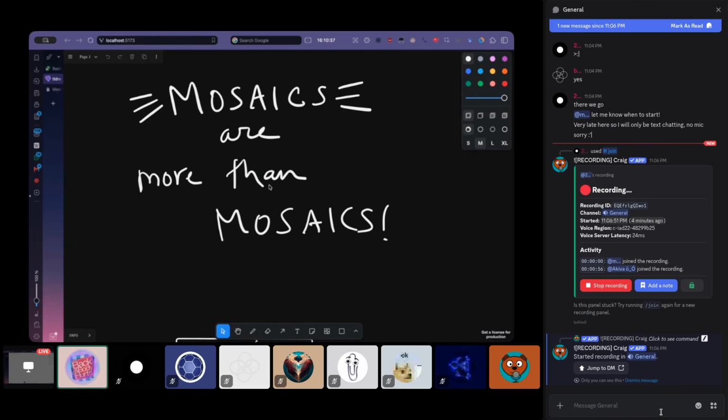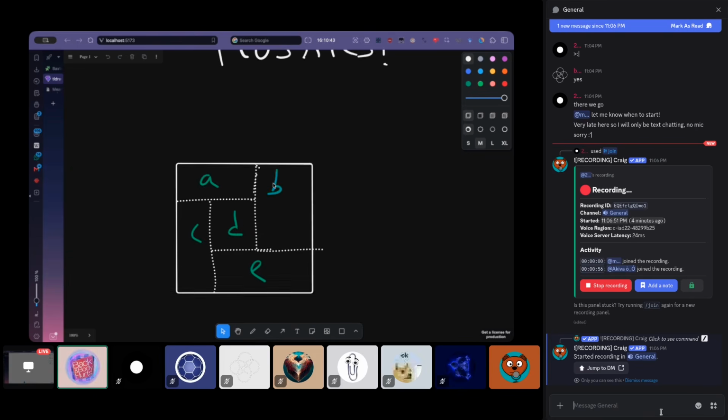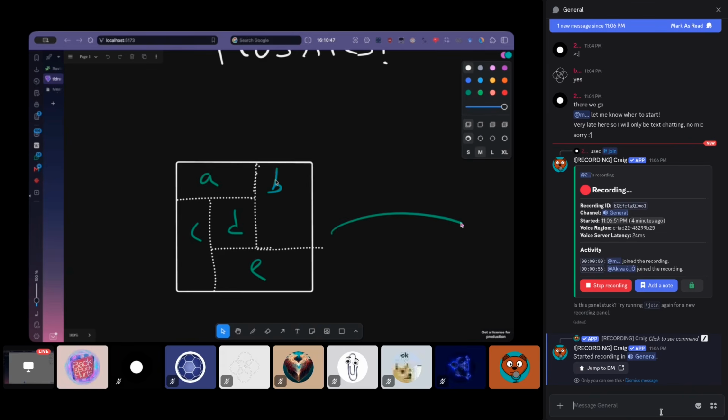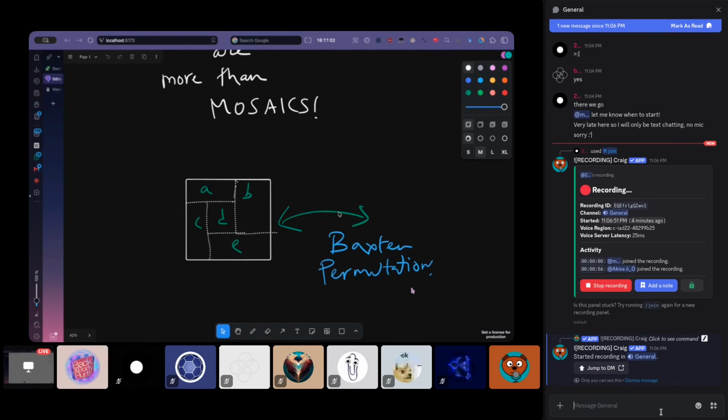And that is because they are what we call a bijection between a class of permutations called Baxter permutations. All right. So, what is a Baxter permutation again?